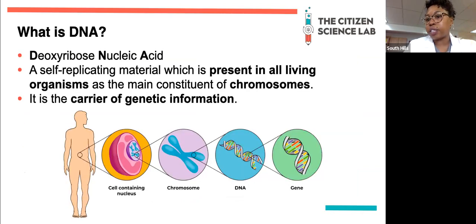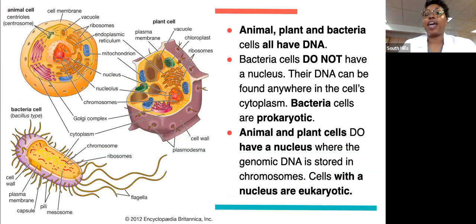And again, I heard Miss Cynthia giving you guys some background information about DNA, but just a few slides quickly. So DNA is deoxyribose nucleic acid. And again, it is the carrier of all of our genetic information, and it's found in our cells. So animals, plants, and bacteria cells, they all have DNA.